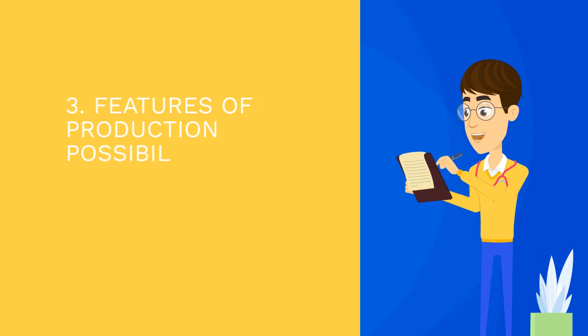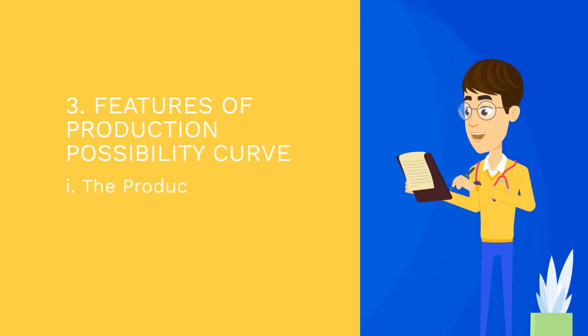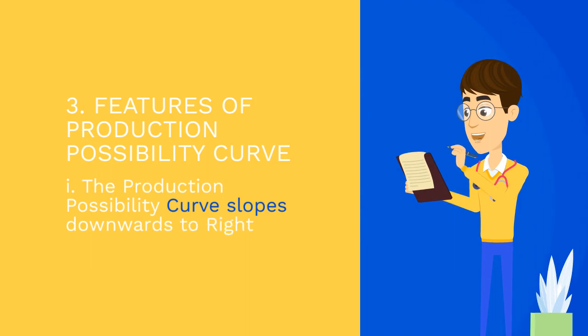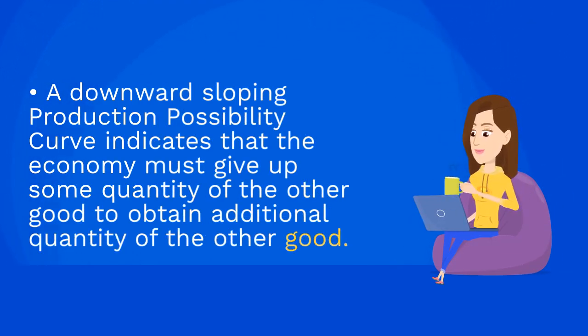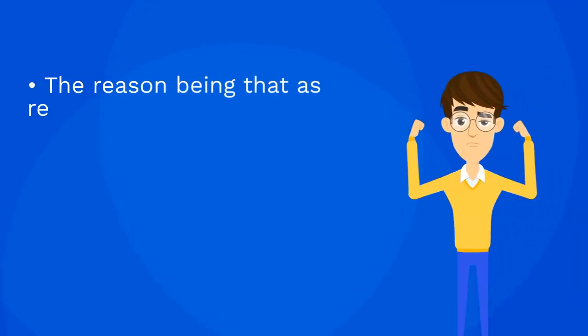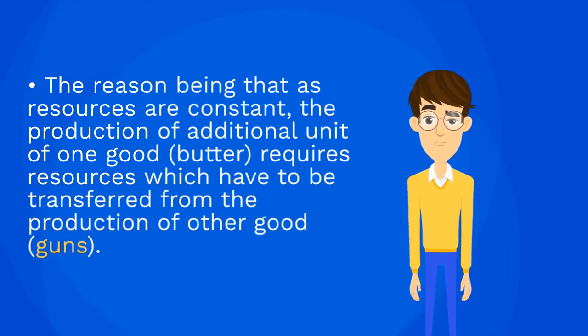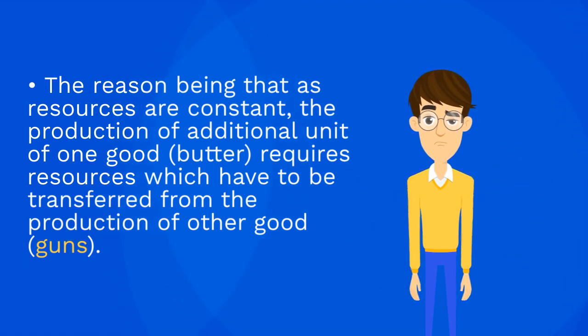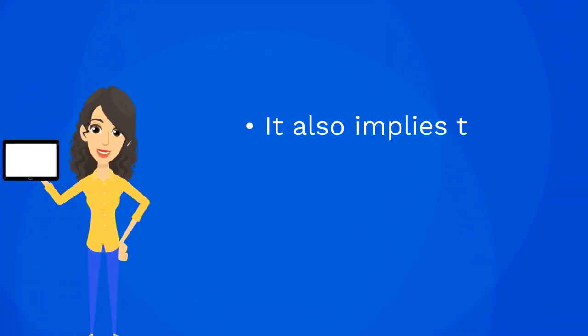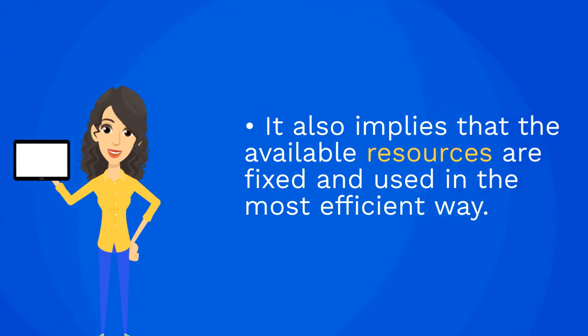3. Features of production possibility curve. 1. The production possibility curve slopes downwards to the right. A downward sloping production possibility curve indicates that the economy must give up some quantity of one good to obtain additional quantity of the other good. The reason being that as resources are constant, the production of additional unit of one good, butter, requires resources which have to be transferred from the production of the other good, guns. It also implies that the available resources are fixed and used in the most efficient way.